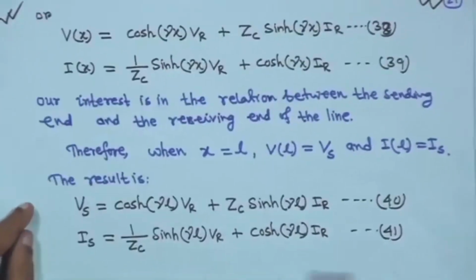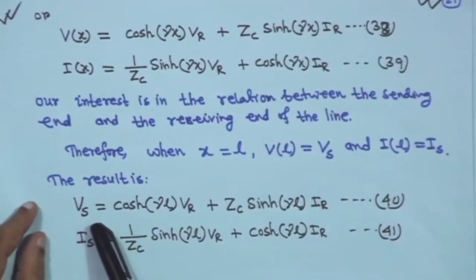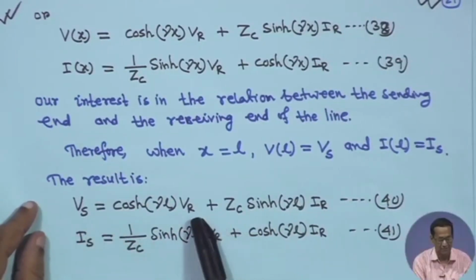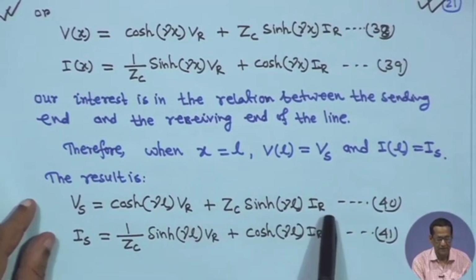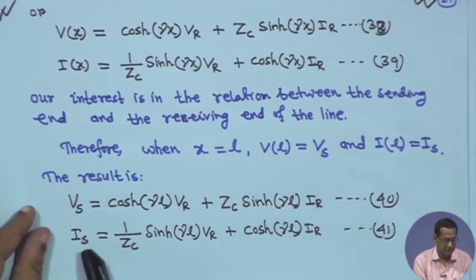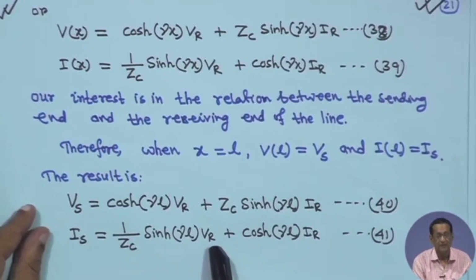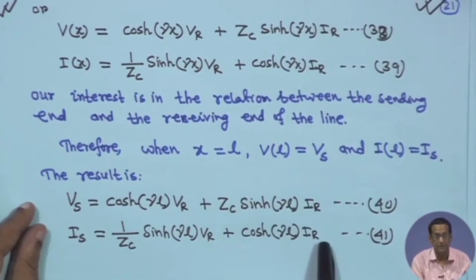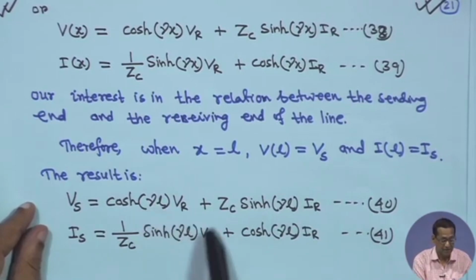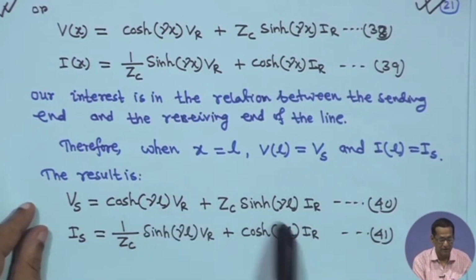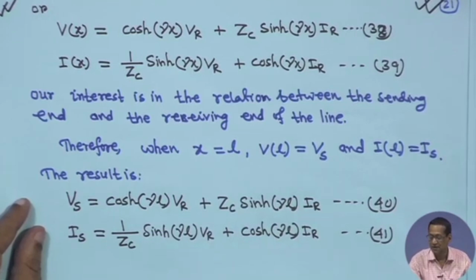Okay, so we have seen that for the long line case, this is the relationship between the sending end voltage, the receiving end voltage and the receiving end current, and this is for the sending end current, in terms of the receiving end voltage and the receiving end current, and these are all cosine and sine hyperbolic terms, right.